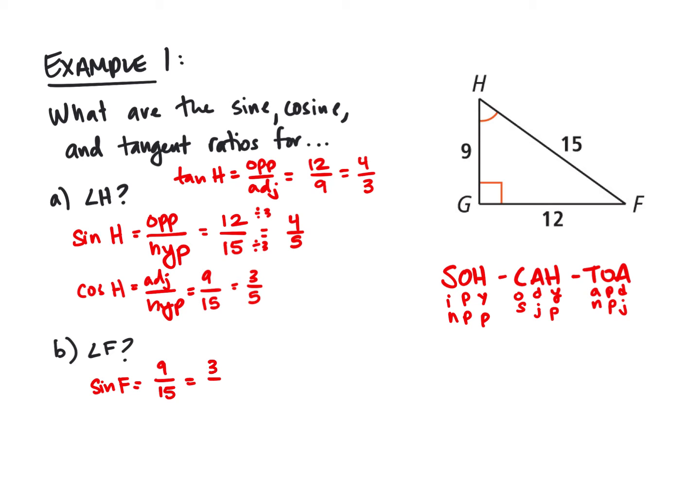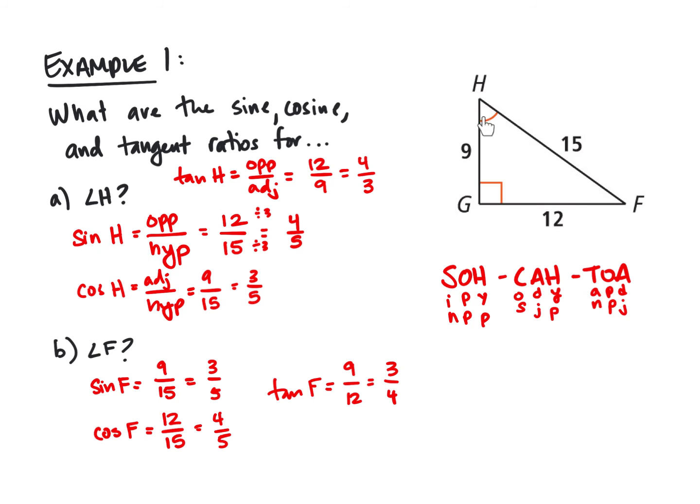We've already reduced this. We know it's 3/5. For the cosine for angle F, now the adjacent leg is 12 and the hypotenuse is 15, right? Adjacent to the angle F is the side that's 12. The hypotenuse is still 15. So 12 over 15 would give me 4/5. For the tangent ratio for angle F, that's still opposite over adjacent, but again, opposite for angle F is now 9. Adjacent is 12. So that's going to be 9 over 12, which is 3/4. I think I mentioned this in the notes video, but you'll notice there's a relationship.